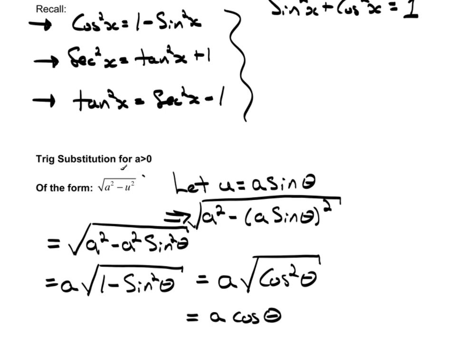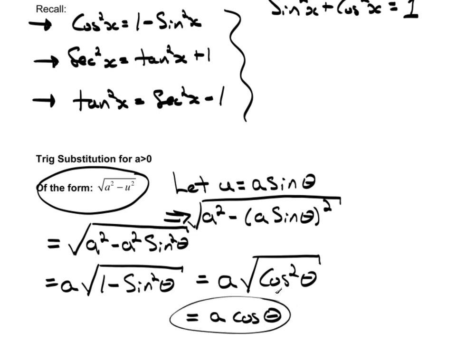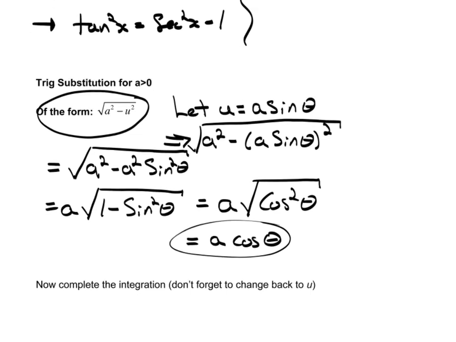So I went from something that looked like this, where u probably would be a function of x, or it could just be x squared, and I let u equal a sine theta, used this trig substitution, and it got rid of the radical and gave me something that I should not have a difficult time integrating. Now what's important here is I would now be integrating a cosine theta, but I need to ultimately get this back to u. So we can't forget to change back to u.